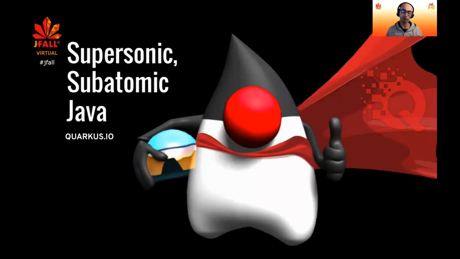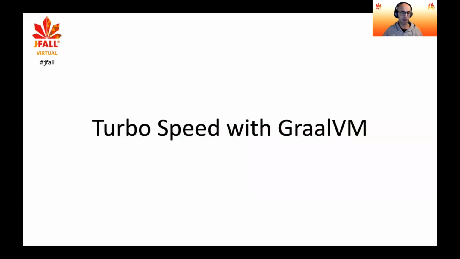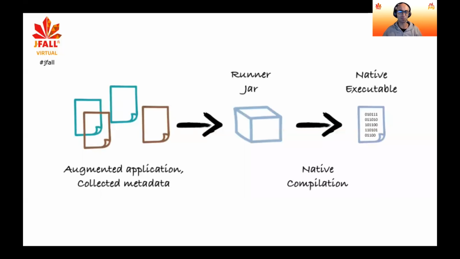So what is Quarkus? Well, Quarkus is a framework for writing serverless workloads, which is supersonic because it works pretty fast. It's subatomic because it consumes so little memory, and it's in Java, especially using enterprise Java. And it works really fast because we are using GraalVM. Basically, what you need to think about GraalVM is that it's just a way to compile my runner jar into a native executable, right?